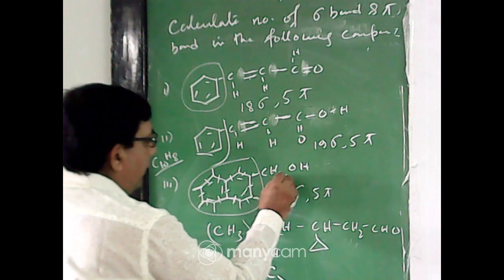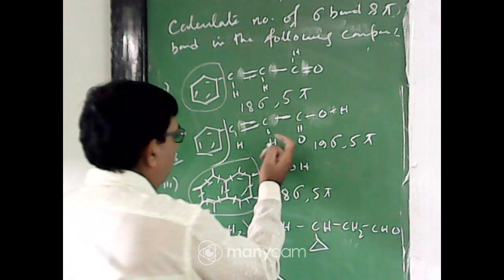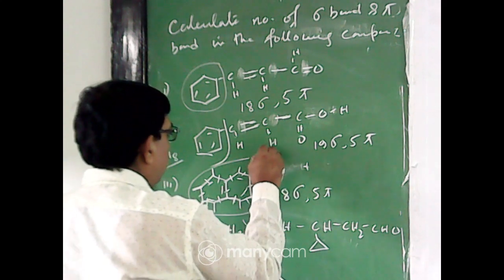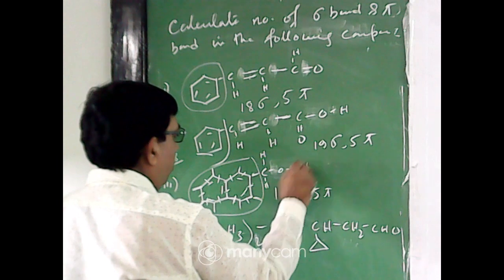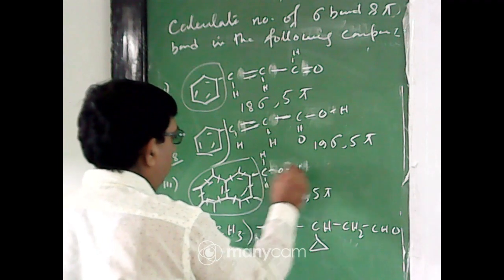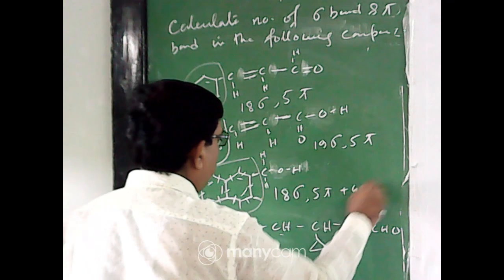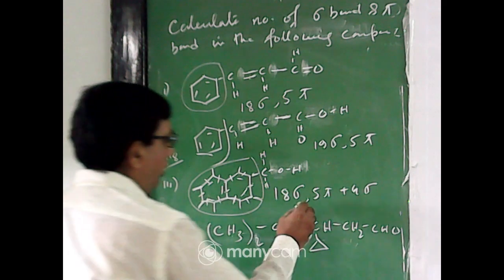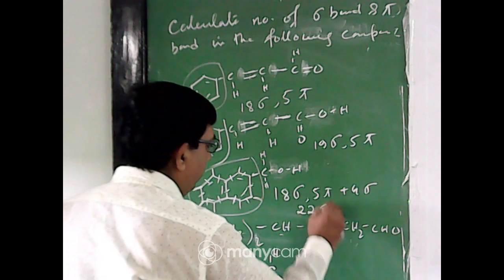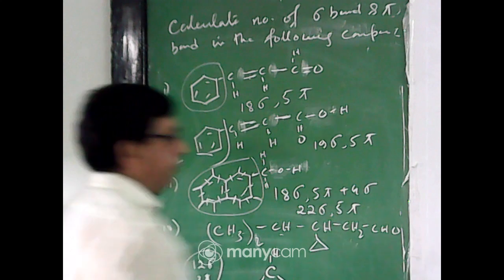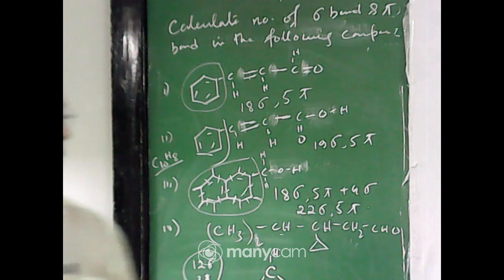Here CH2, another 2 bonds. If you write this in this way, CH2OH, so 1, 2, 3, 4, so plus 4 sigma, so 18 plus 4, 22. 22 sigma and 5 pi. 22 sigma and 5 pi in alpha naphthol.